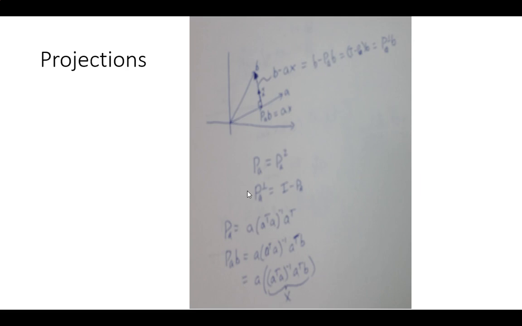If you're dealing with a single vector, the easiest way to describe it is: if A is the thing you're projecting onto, it's A times the quantity A transpose A, which is the norm squared, inverse, times A transpose. So that's just the projection onto A. The projection onto A of B, you just have the B on the back. But A transpose times B gives you basically the length of A times the length of B times the cosine of the angle between them.